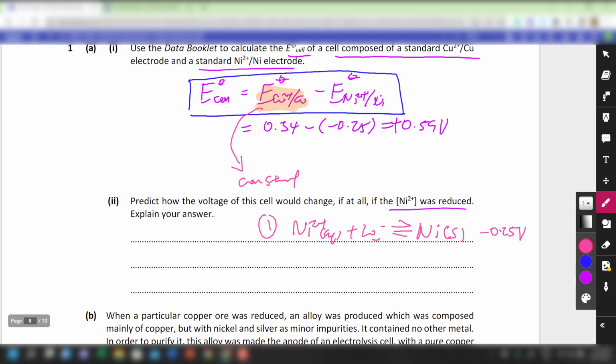So therefore I expect this POE to shift left, which will result in more negative nickel to nickel. Then this will result in more positive E cell.